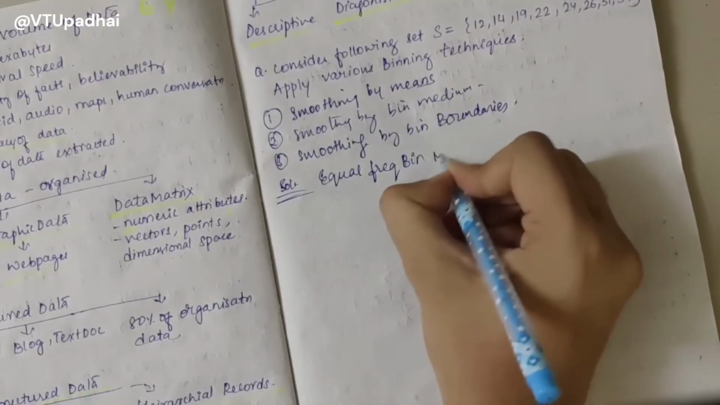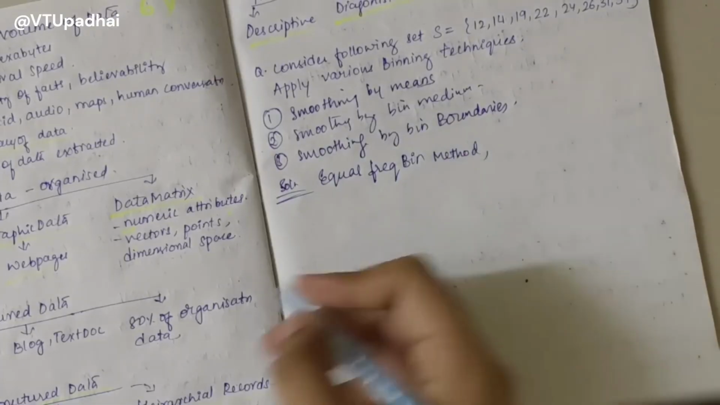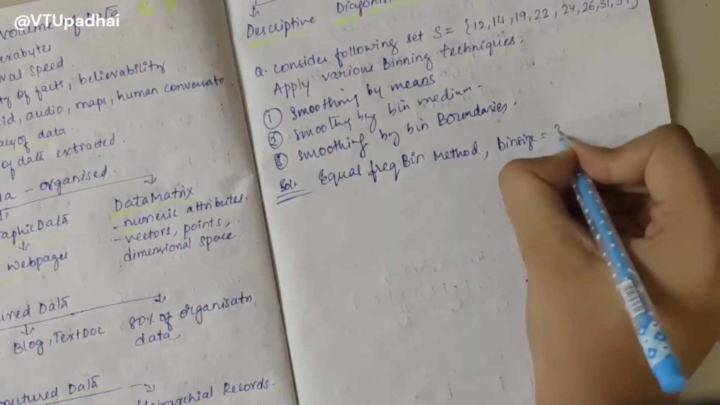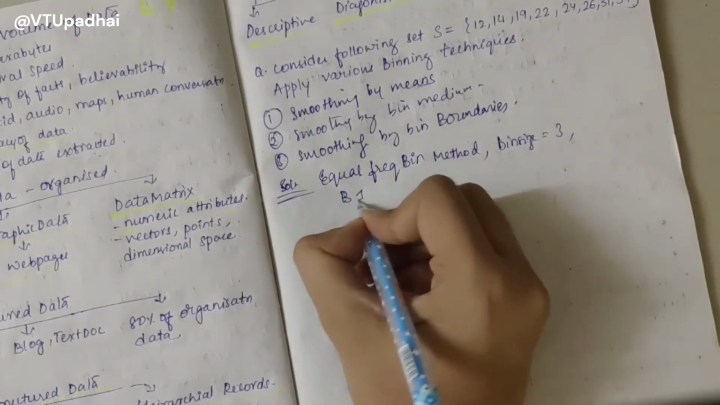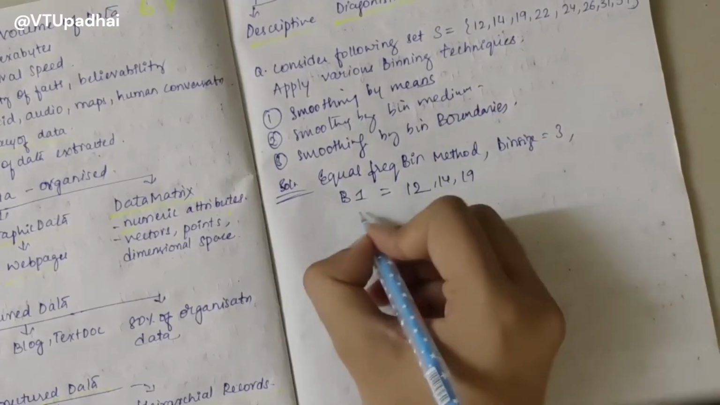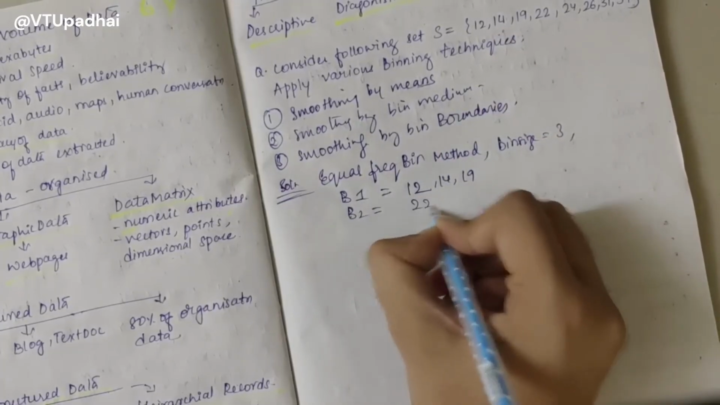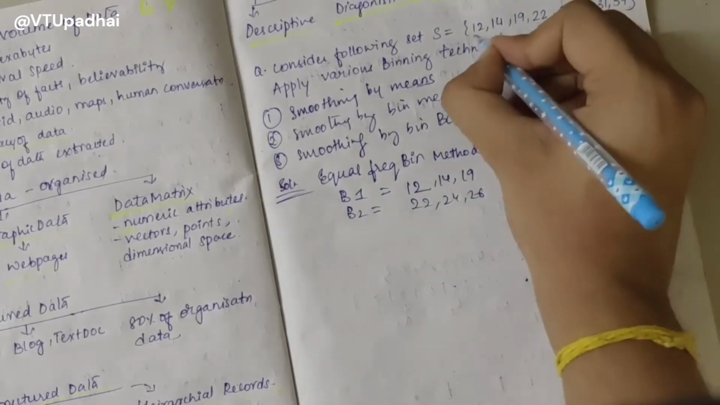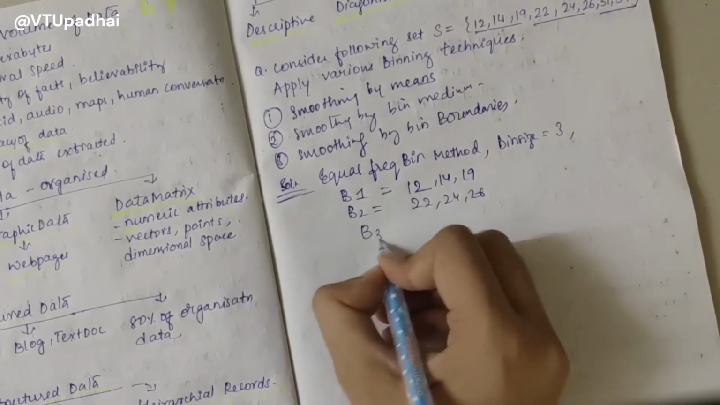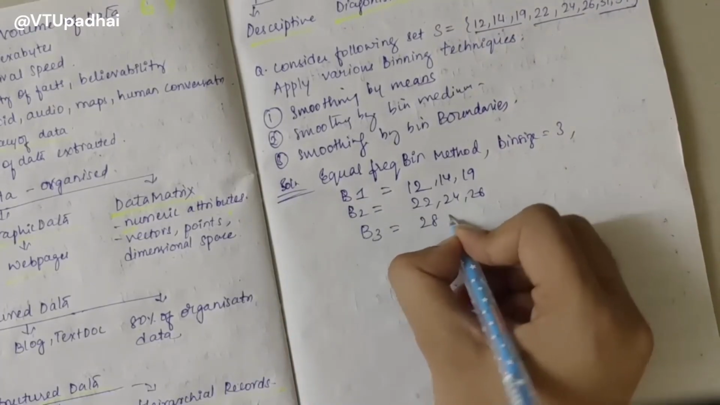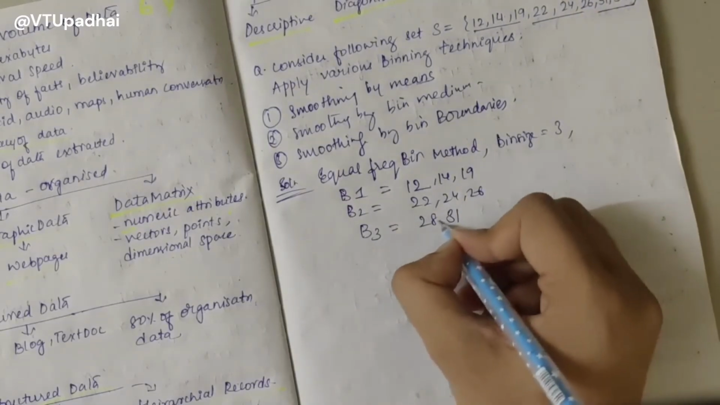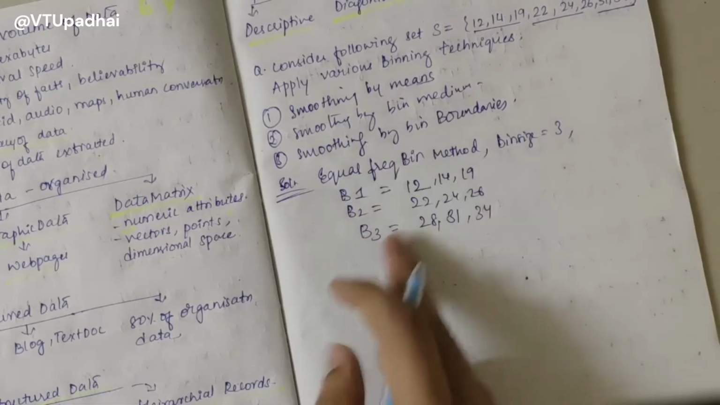By the equal frequency bin method, data can be distributed across the bins. Let's assume that the bin size is 3. So bin 1 could be written as 12, 14 and 19. Bin 2 can be written as 22, 24 and 26. Then we have B3 as 28, 28, 31 and 34. So these are the bin values.